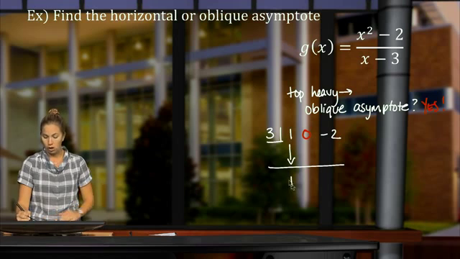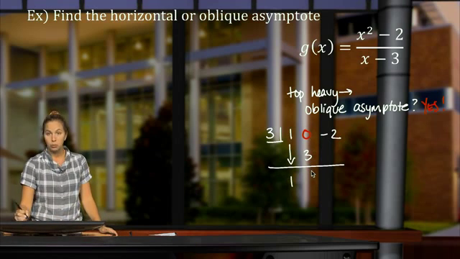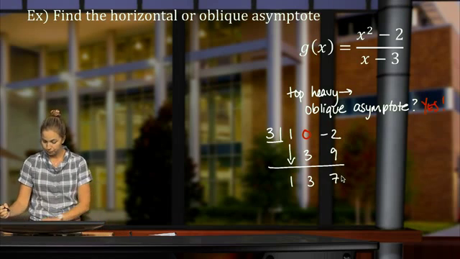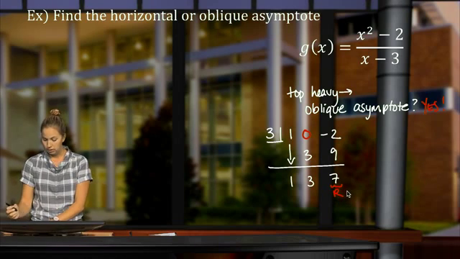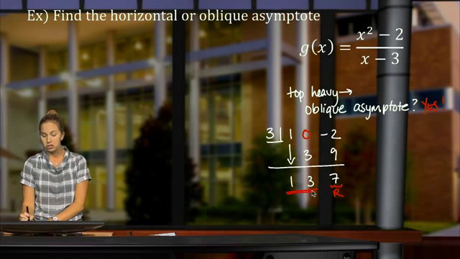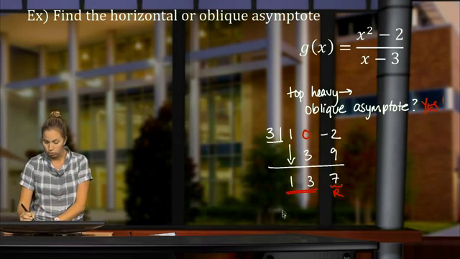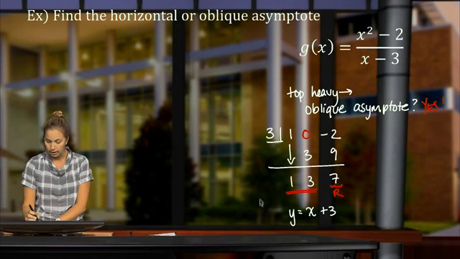We bring down the 1. 1 times 3 is 3. We add vertically. 0 plus 3 is 3. 3 times 3 is 9. Plus negative 2 is 7. This is our remainder, which we don't care about when we're finding oblique asymptotes. These are the coefficients of our quotient. So our quotient is actually y equals 1x plus 3, and this happens to be our oblique asymptote.